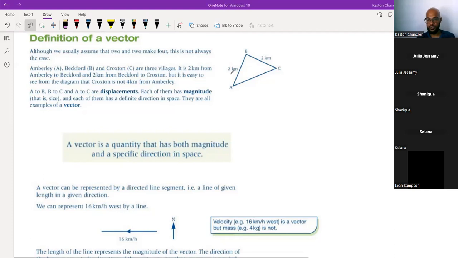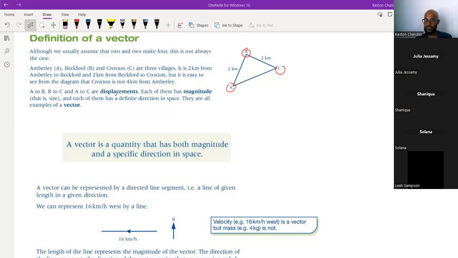Let me get a pen so I could write. So this A, which is one town, is 2 kilometers away from this town B. And then this town here, C, is 2 kilometers away from B, right? Now, from the diagram, we might assume that the distance between A and C is 4. We can't add 2 and 2 and say, well, that distance is 4.